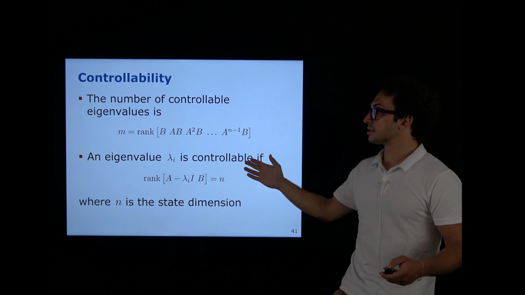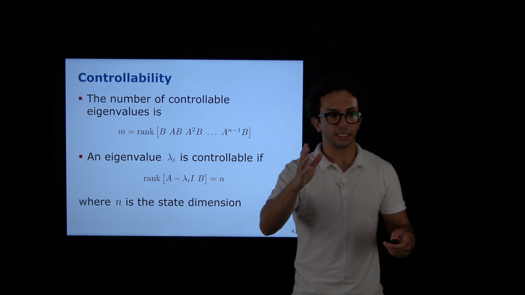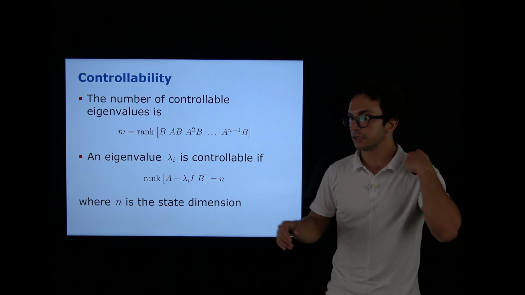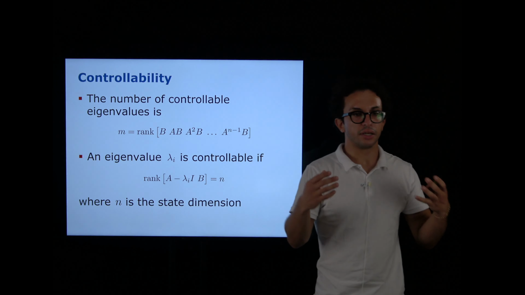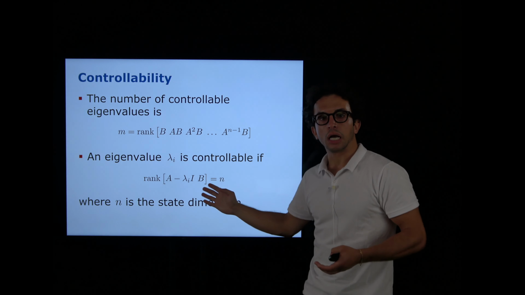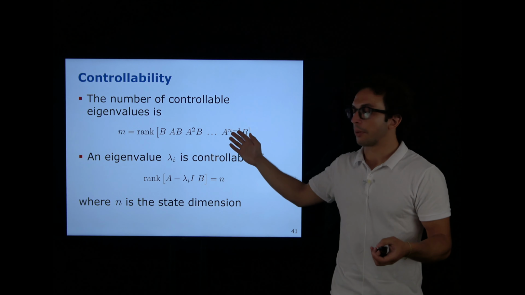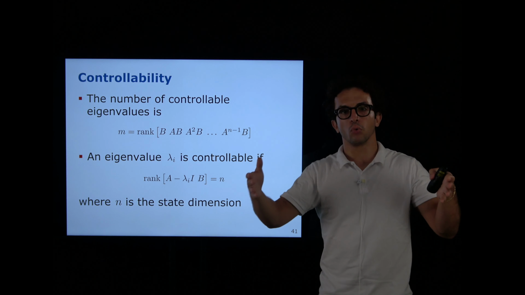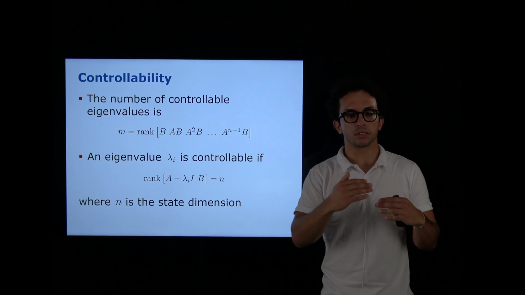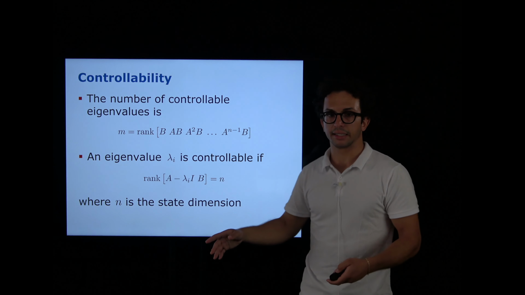Well, there are some tests. You can build a matrix which is B, AB, A squared B, and so on until A^(n-1) B, and the rank of this matrix gives us the number of controllable eigenvalues. You don't know which ones, but you know how many. And then once you find the eigenvalues, you can check whether each one is controllable, yes or no, and so on. Where n is again the state dimension.